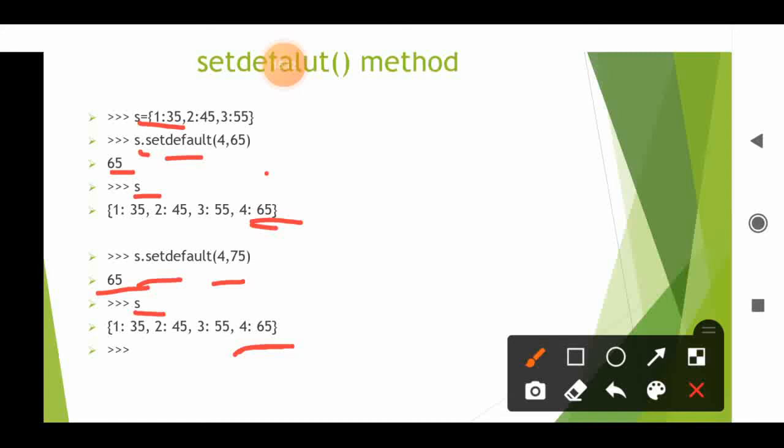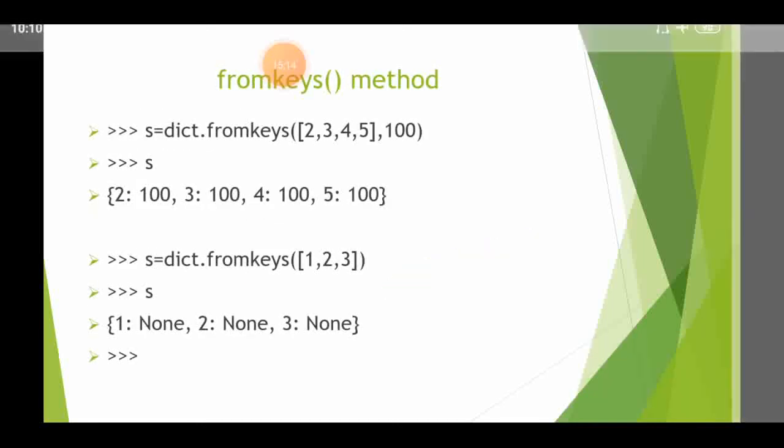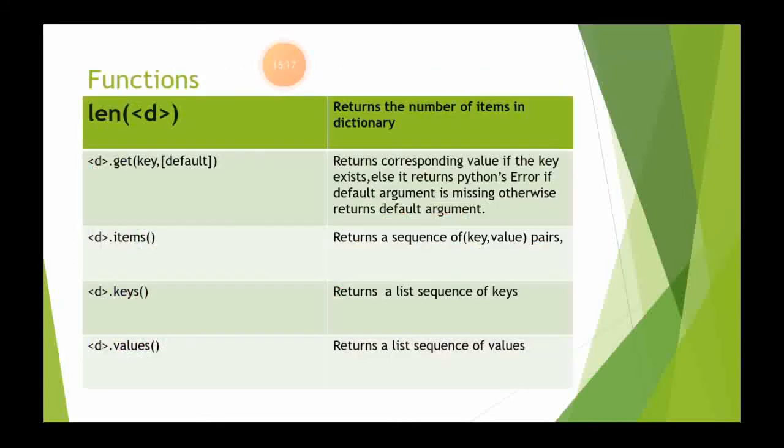So what are the functions we have completed today? The len function is used to return the number of items in the dictionary. The next function is the get method. In the bracket, what is the syntax? It is the key value. If the key is present, it will return the value. If you have mentioned a default value and the key does not exist in the dictionary, it will display the default value. If the default value is also missing, it will display the error message.